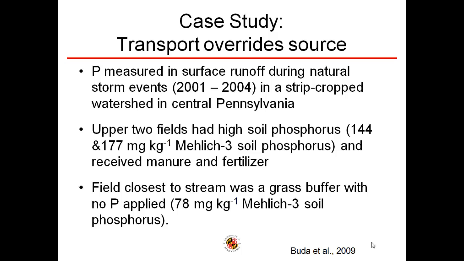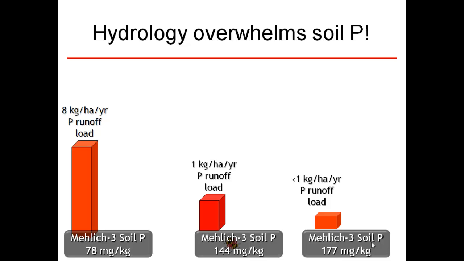And the field closest to the stream was a grass buffer. It hadn't had any phosphorus applications, and while still above agronomic optimum at 78 FIV, it was much lower, half the phosphorus of the other two fields. And in this situation, these bars indicate the phosphorus load from each of those three areas of the field in kilograms per hectare per year, and 8 kilograms per hectare per year of phosphorus in runoff is a very high number. That's a lot of phosphorus loss.